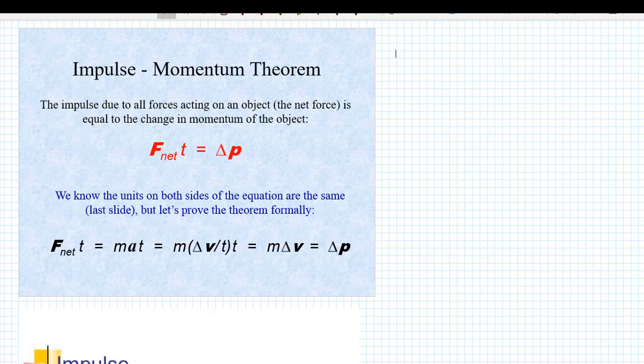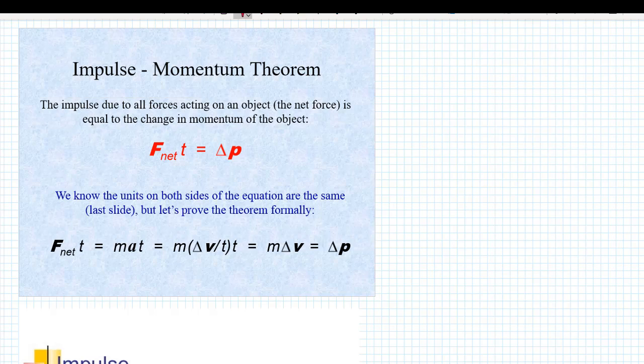Today we are going to talk about impulse. As you remember, last lesson we were talking that impulse is F net times time. If you apply a force on an object and the object gains acceleration, that means the velocity is changing. If the velocity is changing, as you know, the momentum is going to change. That's why we call the change in momentum impulse.